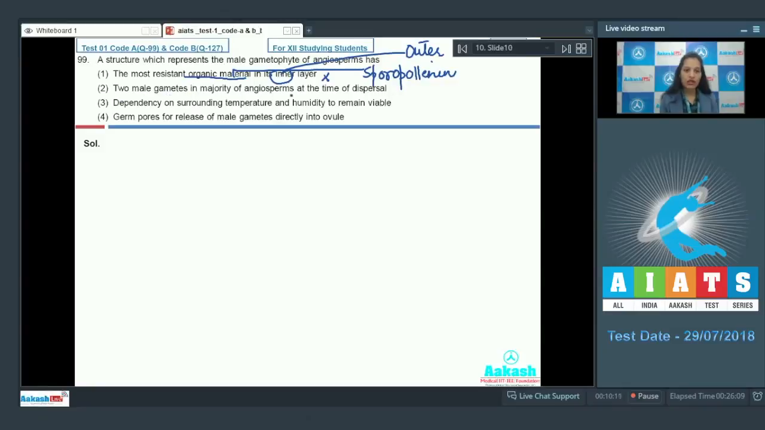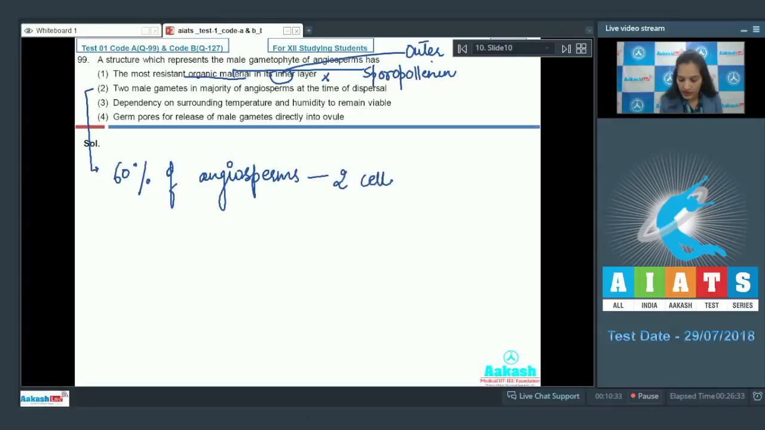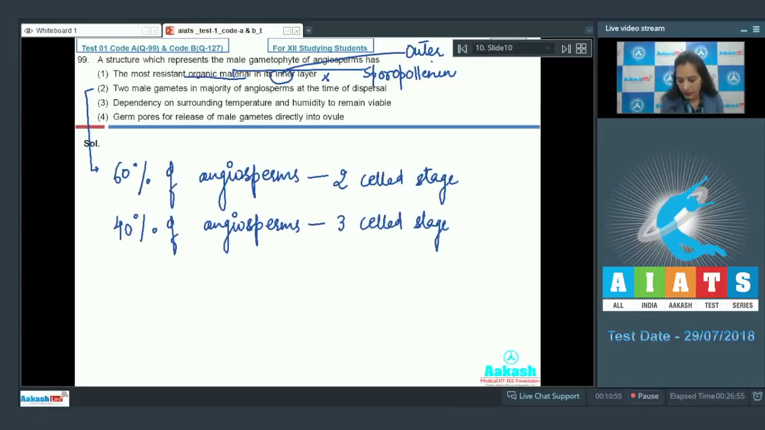Second statement is 2 male gametes in majority of angiosperms at the time of dispersal. No. In 60% of angiosperms, the pollen grains are shed at 2-celled stage, in which there is one generative cell and one vegetative cell. And in 40% of angiosperms, it is shed at 3-celled stage, where it is one vegetative cell and 2 male gametes. So the 2 male gametes in majority of angiosperms at the time of dispersal, it is an incorrect statement.